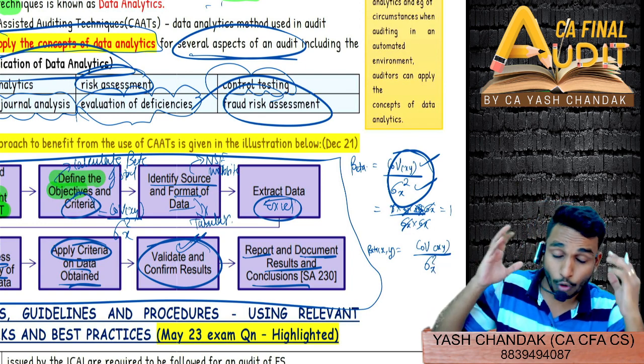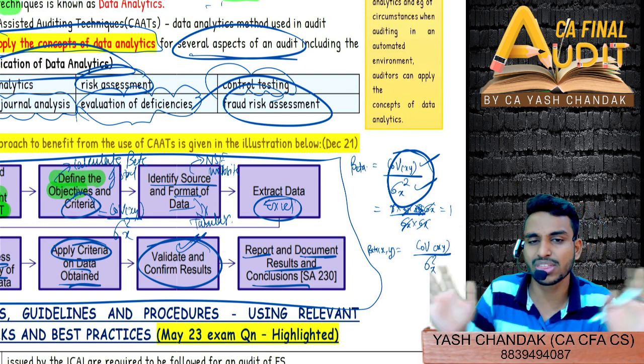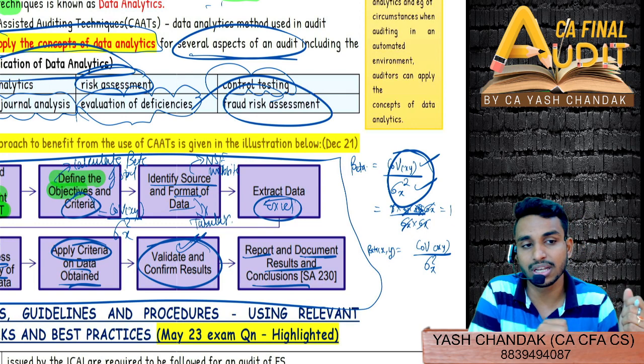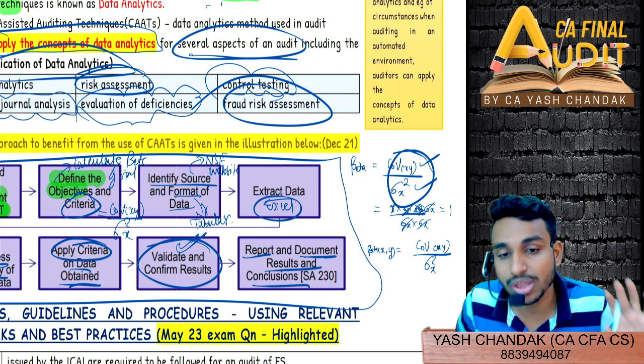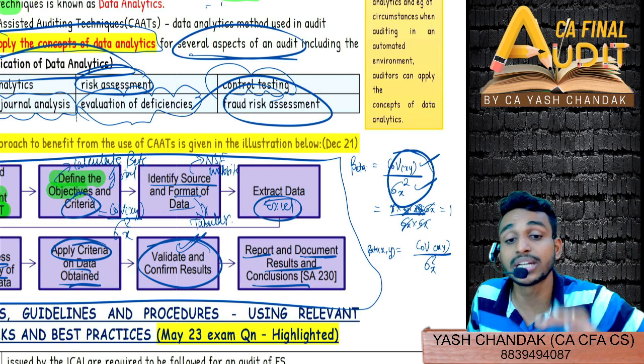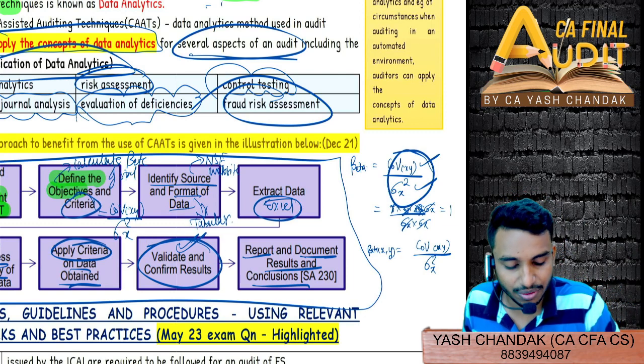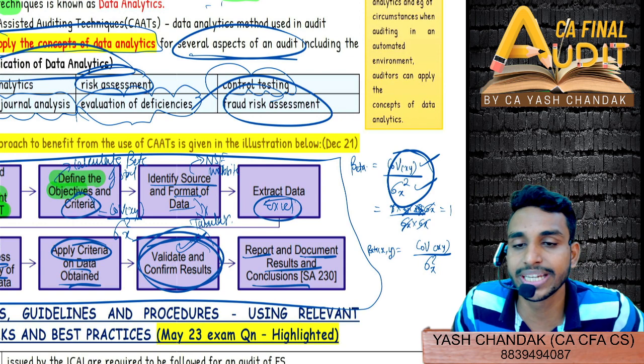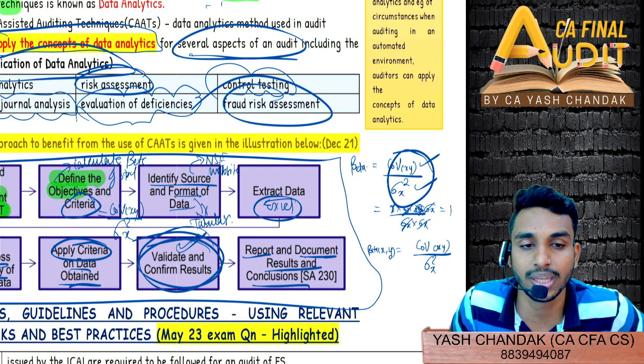Then we have to identify the format also. Format is tabular Excel format. Then we'll extract the data into Excel. After extracting, check the completeness and accuracy of the extracted data, and then apply the criteria on the data extracted, and then validate and confirm the results, and accordingly document the same in accordance with SA 230.